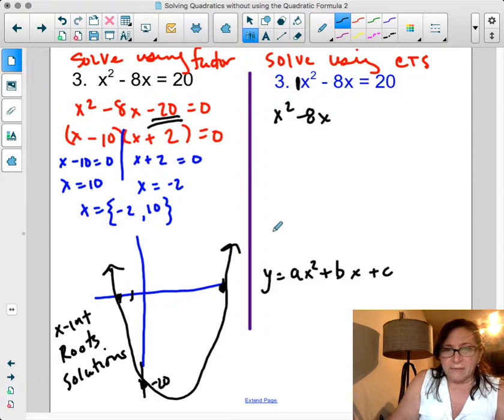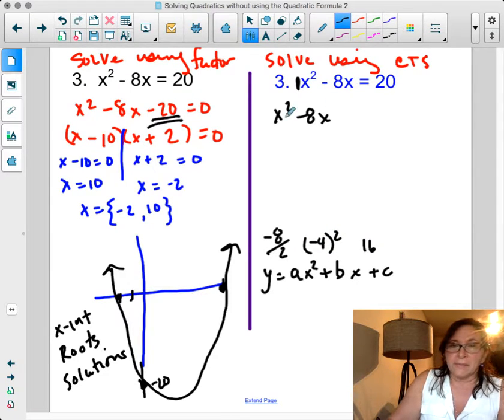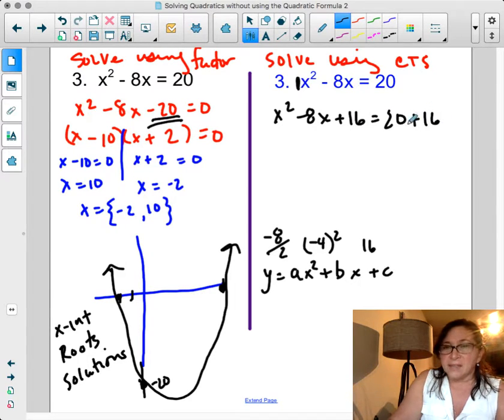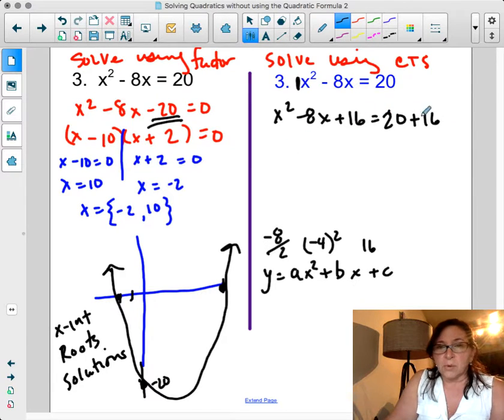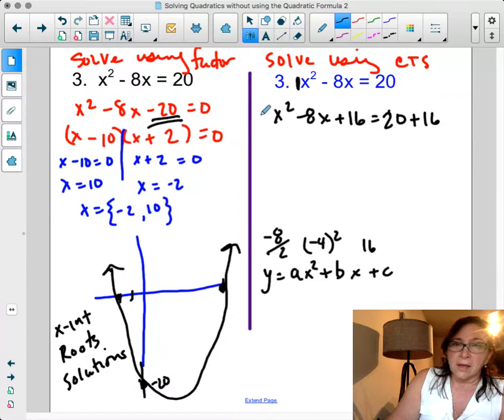So we're going to take half of that term. We say negative 8 divided by 2, and that's negative 4. Then we square that, and we add that to both sides. Negative 4 times negative 4 is 16, so I'm adding 16 to both sides. You need to add the same value to both sides because it is an equation, which means it is equal on both sides. So if you add something to one side, you have to add it to the other.